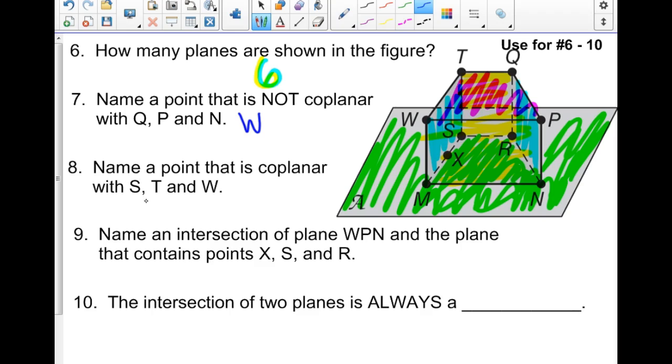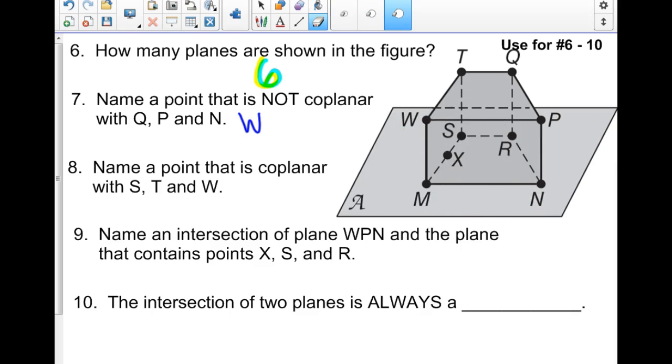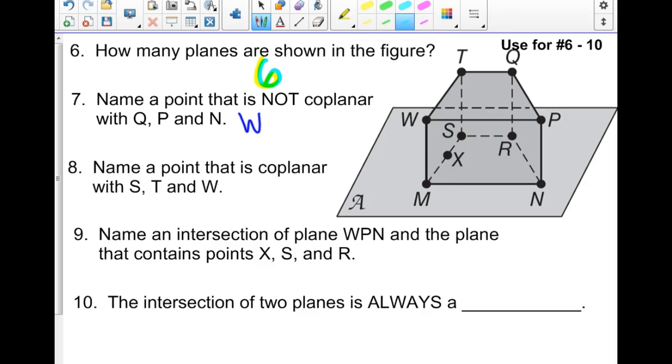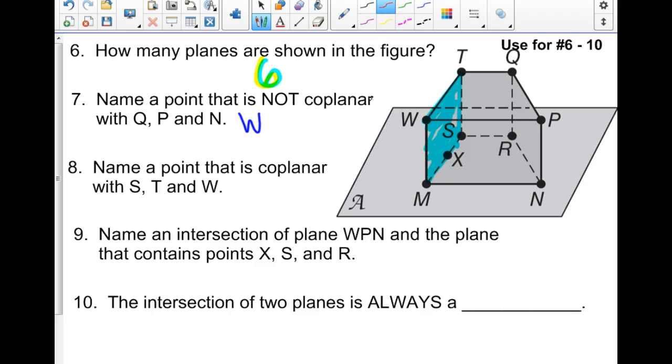Okay, name a point that is coplanar with S, T, and W. I'm going to erase this thing just so I can color again if I like. The plane that contains points S, T, and W is plane STW. You don't want to just color a triangle. You want to continue that on. So it would be the whole left side of the figure. Therefore, what is coplanar with S, T, and W would include the points M and X. So X or M would be the answer.